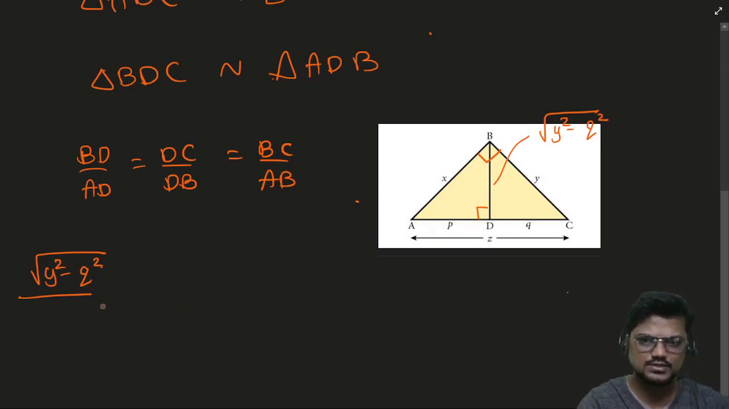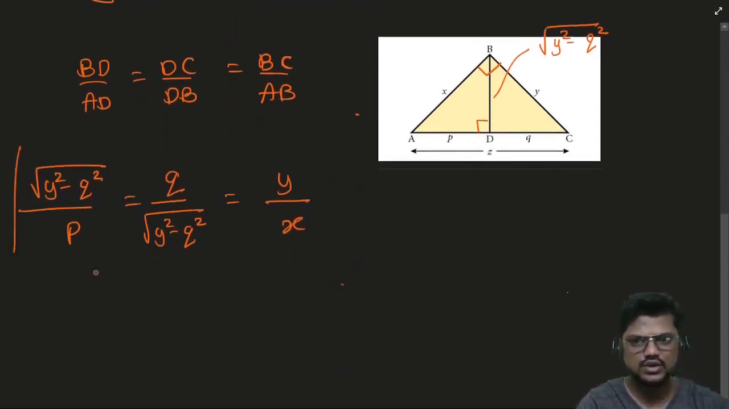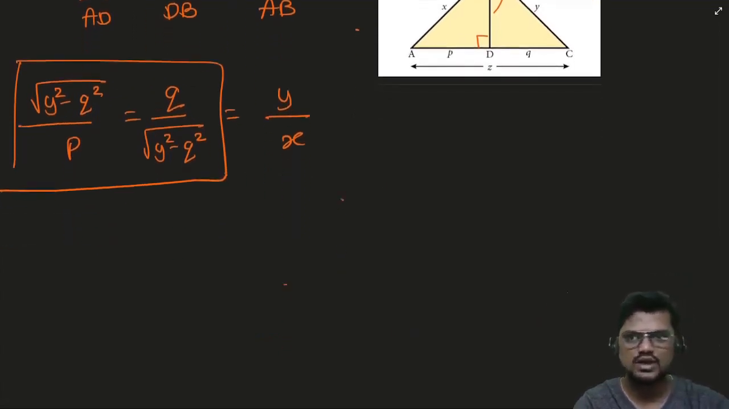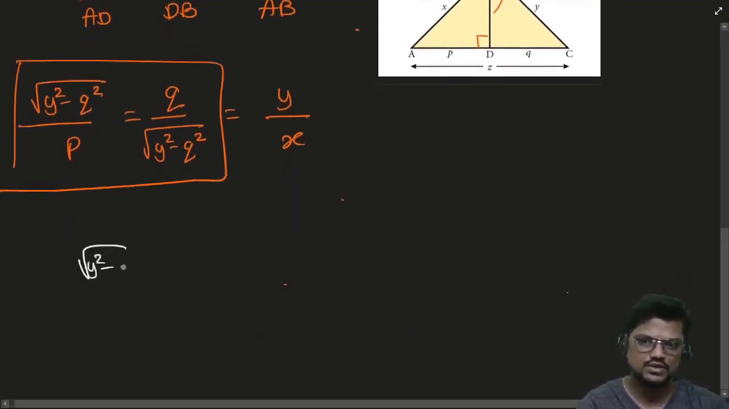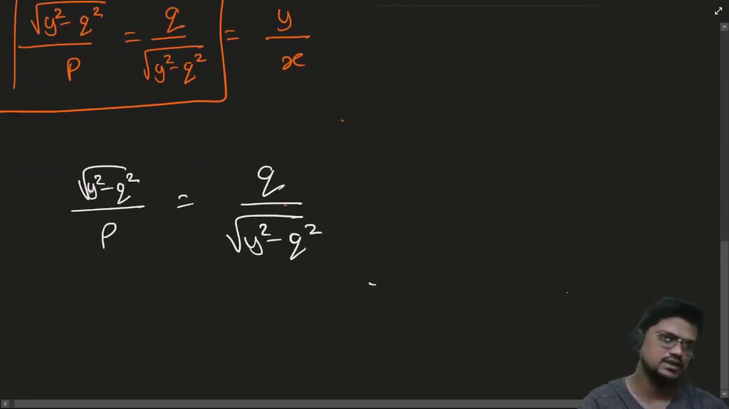AD is P. DC is Q. DB, again under root of Y square minus Q square, is equal to BC is Y, and AB is X. Fine. If I take these two equations, what I get? Square root of Y square minus Q square upon P is equal to Q upon square root of Y square minus Q square. If I do the cross multiplication, square root and square root will get into Y square minus Q square will be equal to PQ.